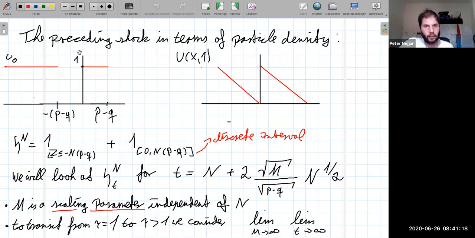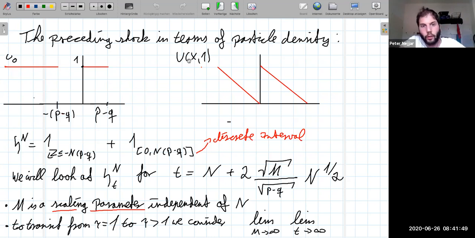So here on the last slide, I showed you the characteristics. Here I show you the corresponding initial density. So here on the left, you see the initial density U0. And the initial density is simply that you have density 1 up to the position minus P minus Q. Then you have a region of density 0. And then you again have a region of density 1 going from the origin up to position P minus Q.